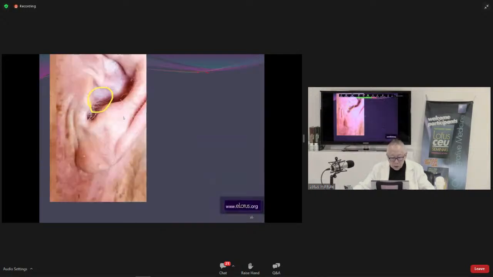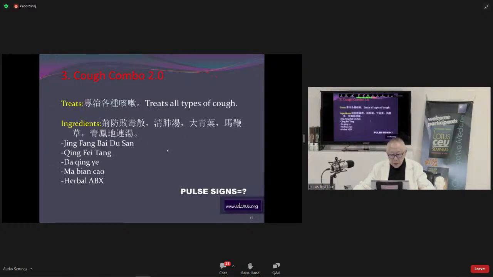Oh, this is the chest. And this line means sleeping disorder. And see this dark spot there? That's the inner ear causing the vertigo with the dead blood in there. Okay, the third one is the cough combo. And the fourth one will be the asthma combo.